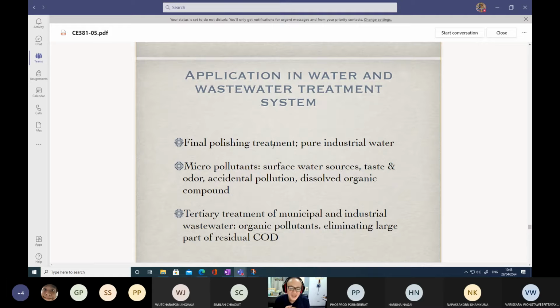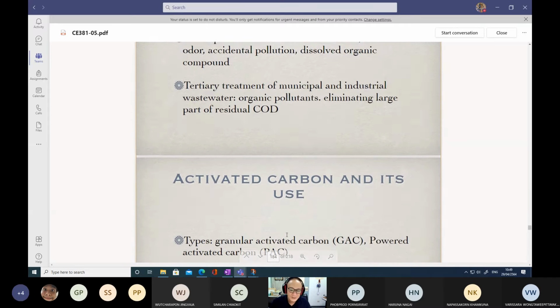So if you want to reuse, or if you want to produce very good quality drinking water from highly contaminated water like domestic wastewater or industrial wastewater, the last process could be adsorption, the very last process before applying the disinfectants. Adsorption could be the last one. We also use adsorption for the tertiary treatment, removal of the remaining COD, as I already mentioned.